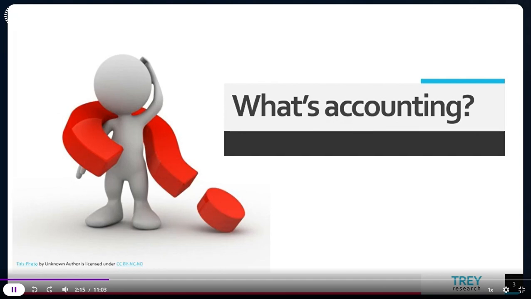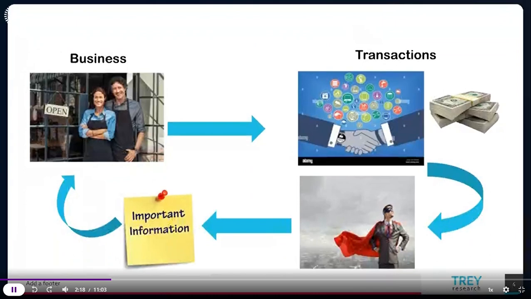Now, let me show you an example that will help clarify this idea. In the first picture, we have a business, and this business is a restaurant. Well, the business owners perform different transactions. These transactions provide different and important information that is transformed by a very important person, a superhero. This information will be provided to the owners of the business so they can make different decisions that are important for the growth and success of this business.